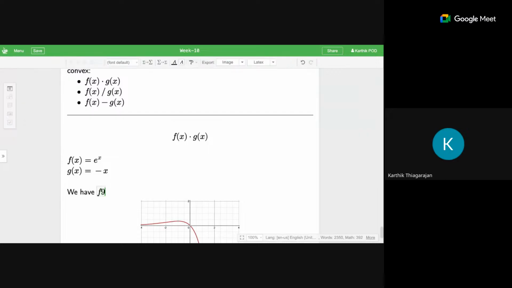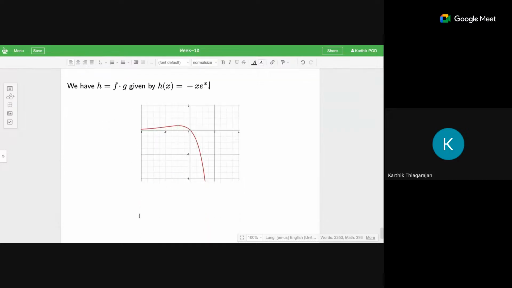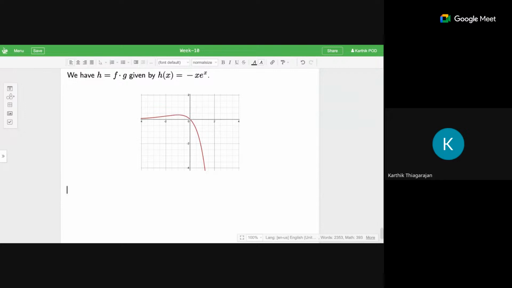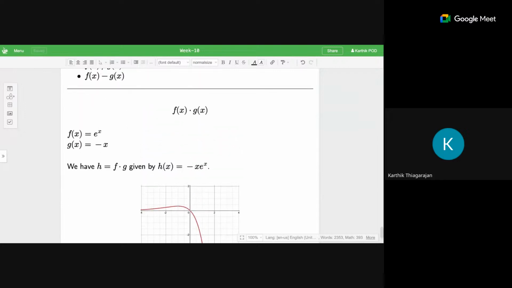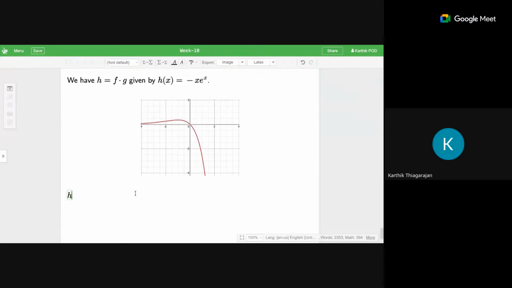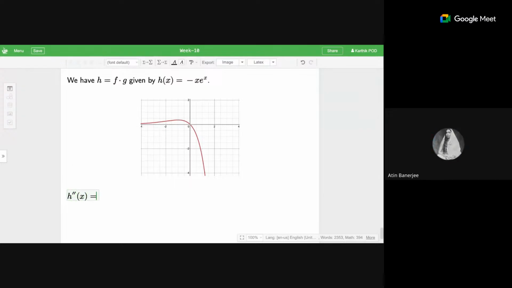So we have h(x) equal to f into g, given by h(x) equal to minus x e power x. So visually it is clearly not convex, but we should also justify it algebraically, right? So what do we have to do for algebraic justification? Second derivative. We'll find the second derivative of it. It should be positive.